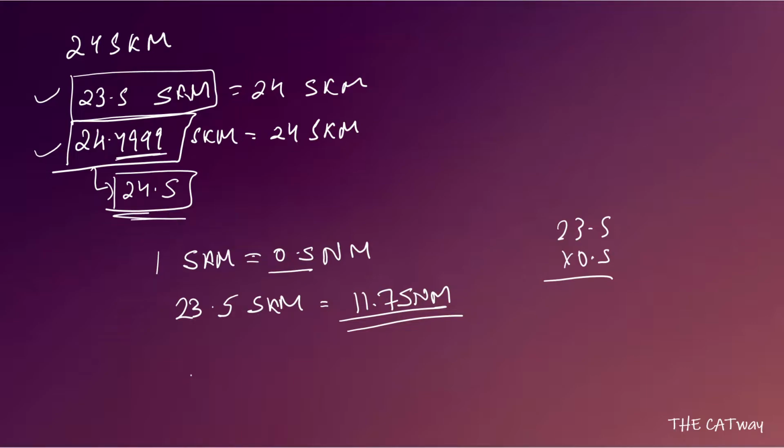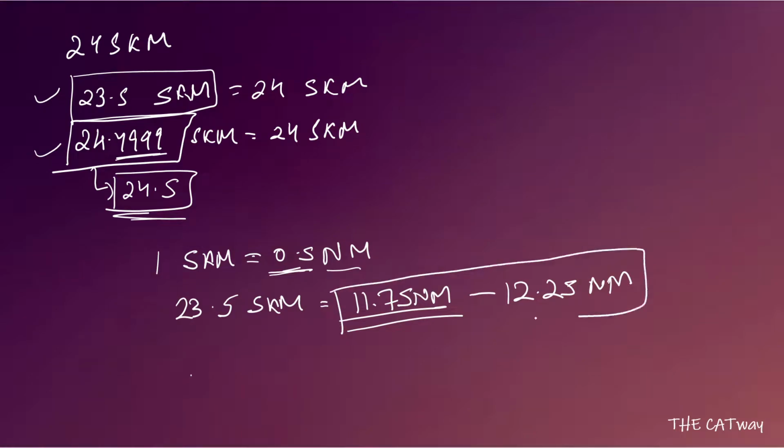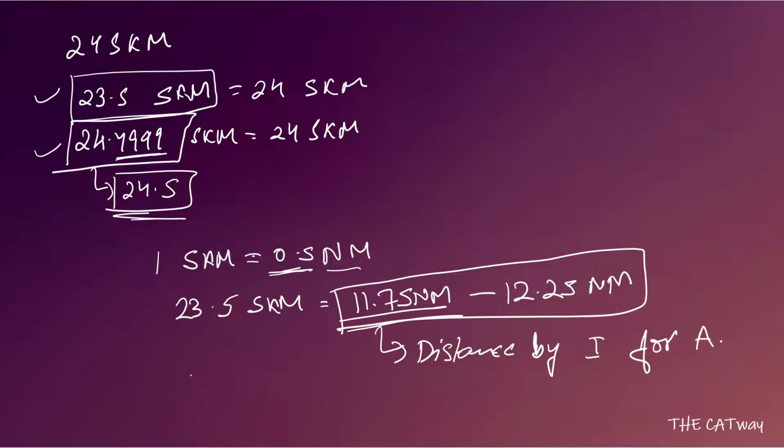Similarly, we will have to convert 24.5 SKM to nautical miles. Again, we will multiply 24.5 by 0.5, and we will get the final range for instrument 1 for A as 12.25 nautical miles. So this is the distance by instrument 1 for A, and this is how you calculate. Now after this one has been calculated, you will also have to calculate for the second one, that is for instrument 2.